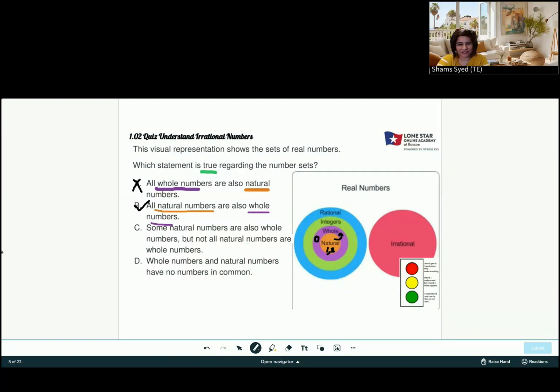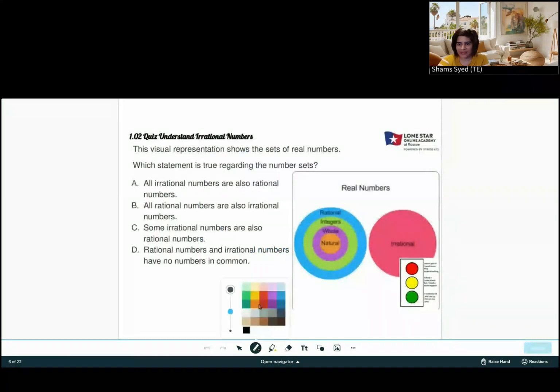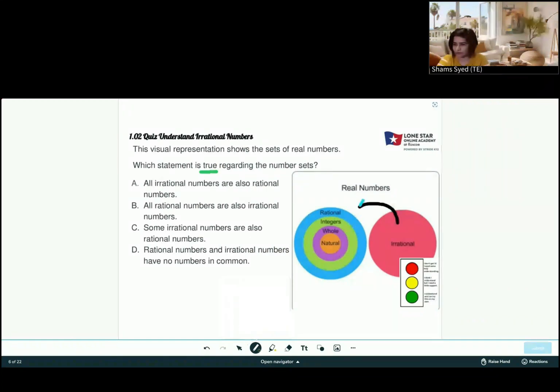Let's go ahead and look at variety three, question one. Some of you might see your question one will look like this one. And what we've got to do is decide which statement is true. We are still trying to figure out a true statement. And here it says, all irrational numbers are also rational. Can I say that all of these irrational numbers are also rational? Look at the picture. Does the picture say that? Are they connected in any way?